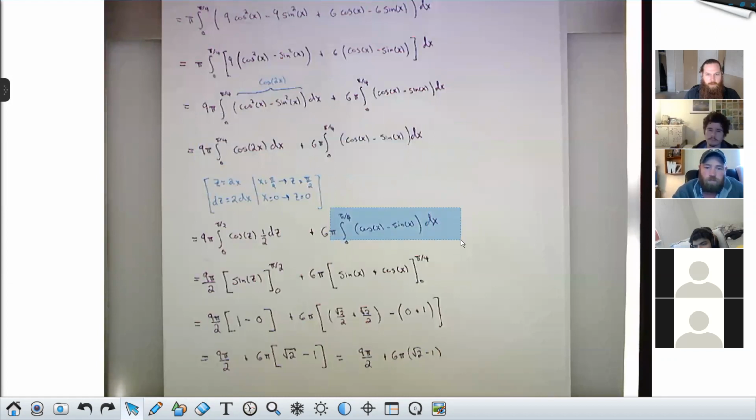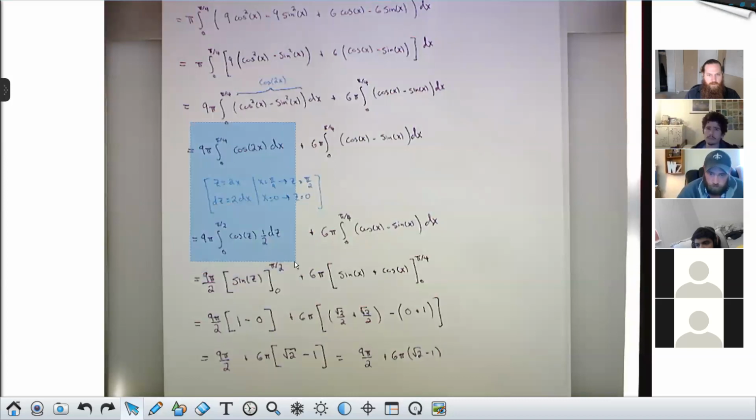You notice I'm not using the variable z here. I'm using the variable x still. So all the way from this step down to this step, I don't do anything with that second integral. I'm just copying it down. I'm really only working on this first integral with that substitution. So in this one, I made the substitution z equals 2x, and that gave me this integral. This guy from here to here, I just left him alone. I didn't do anything with him because I know how to do that integral without a substitution.